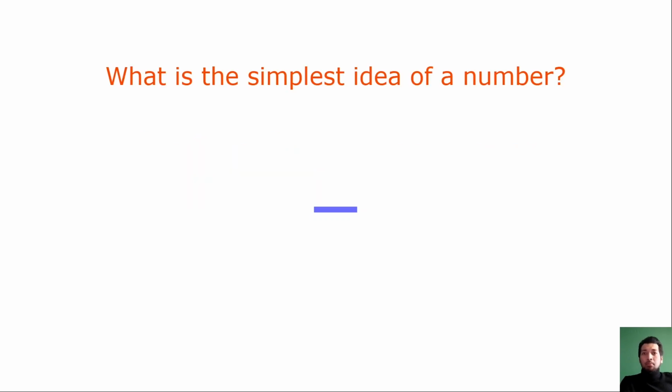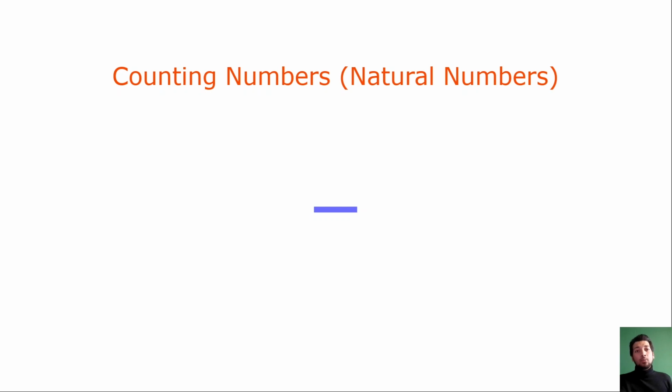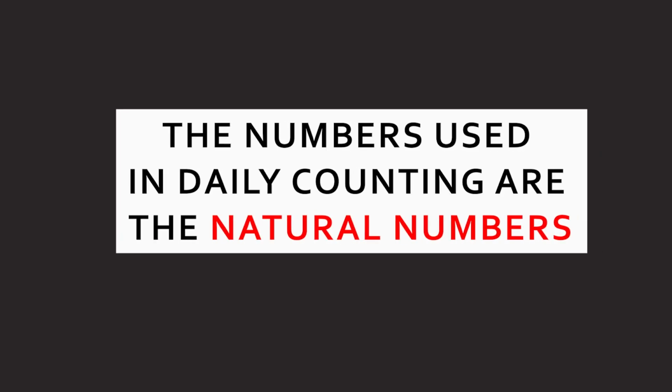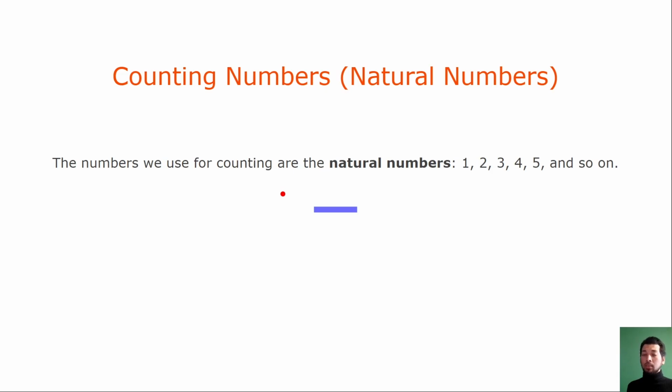So, what is the simplest idea of a number? It's something to count with, right? So, we start off with counting numbers. Now, these counting numbers are also called natural numbers. The numbers we use for counting are the natural numbers. So 1, 2, 3, 4, 5, and so on.